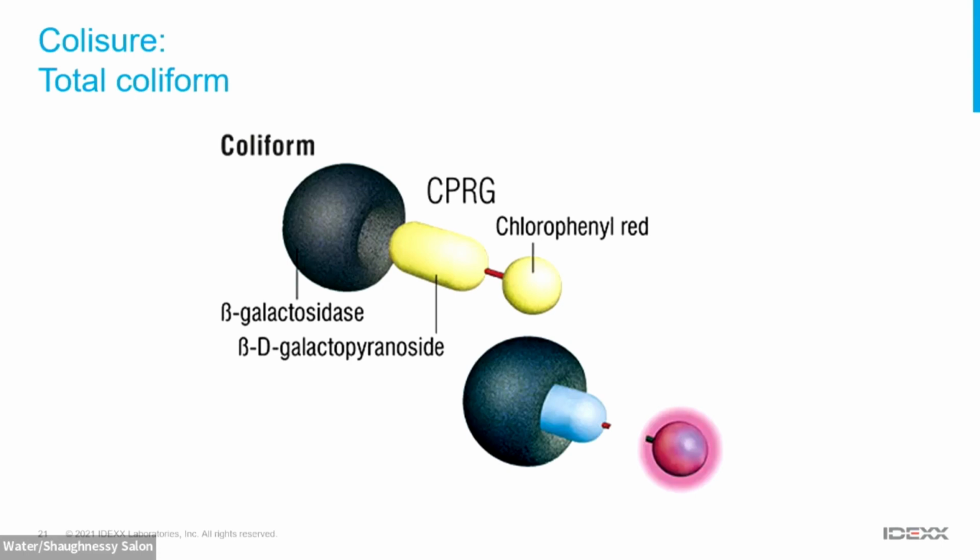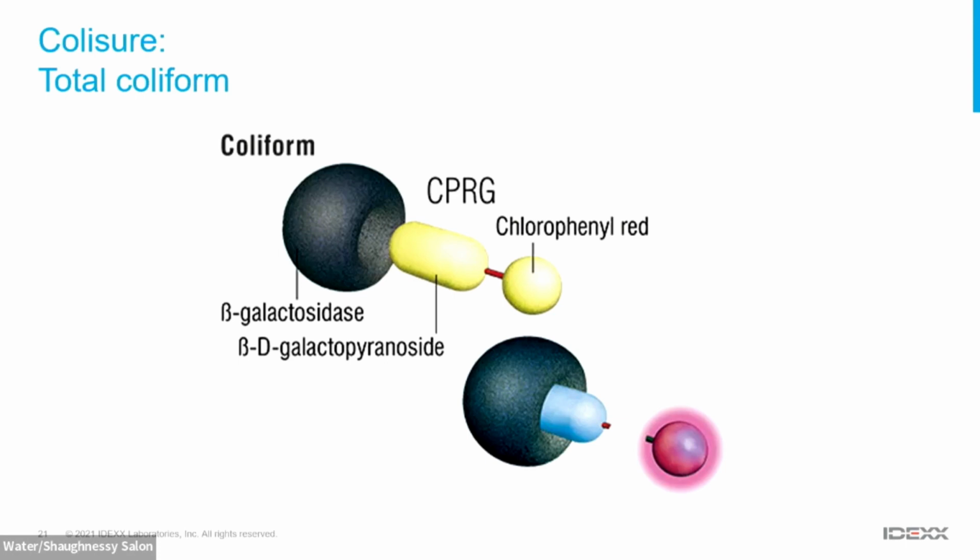Whereas Colilert and Colilert-18 use ONPG, for Colisure, we're using CPRG. And the only difference here is the indicator that's attached. We're still looking for the same enzyme. We're still looking for that same nutrient usage. The difference is that indicator. And this indicator is chlorophenol red.